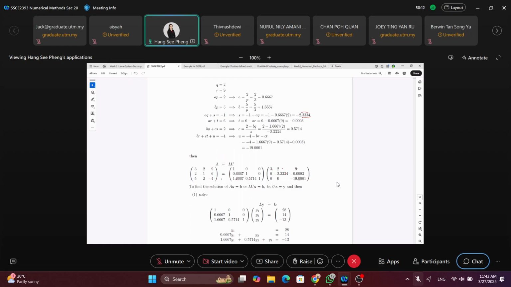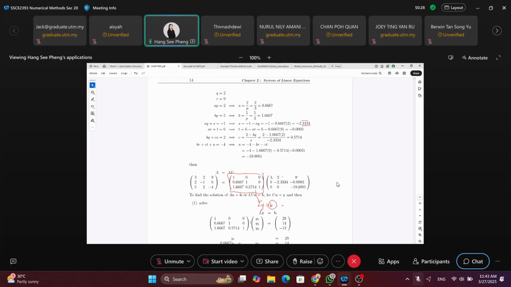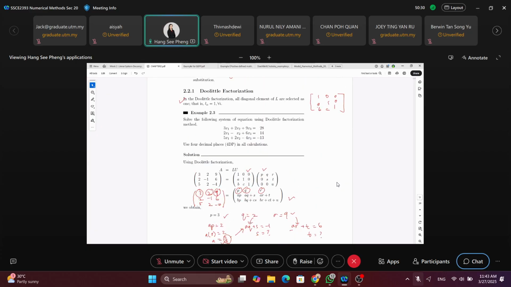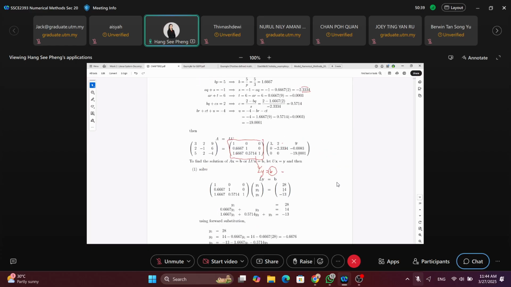Okay, so start with the lower triangular matrix. We let LY equals to B. What's L? We obtain it from here. Okay, put it as Y. Where do you get the B? This B comes from the right-hand side values of the system: 28, 14, and minus 13. Put it here and solve it.